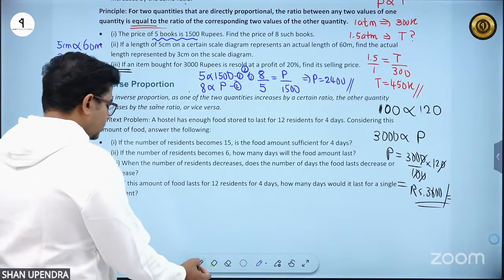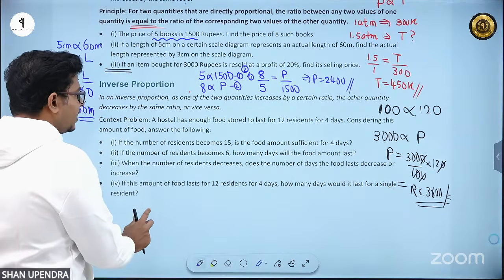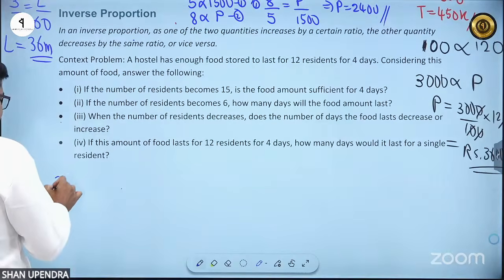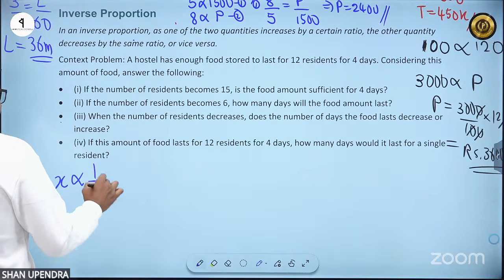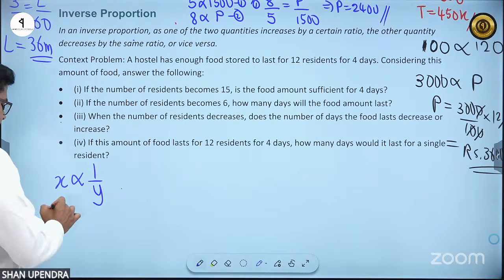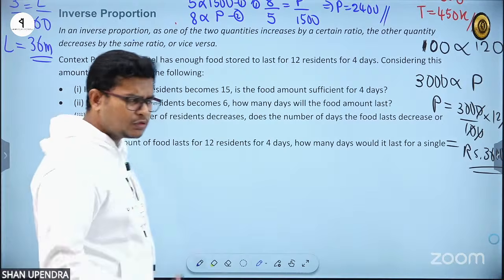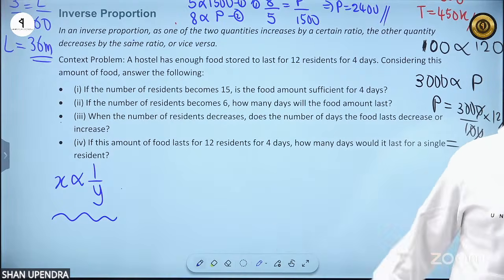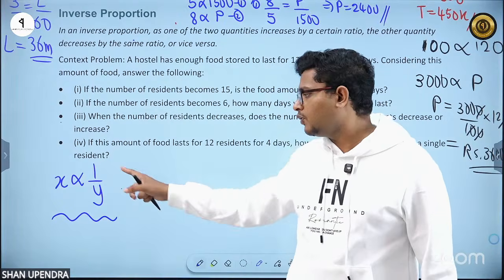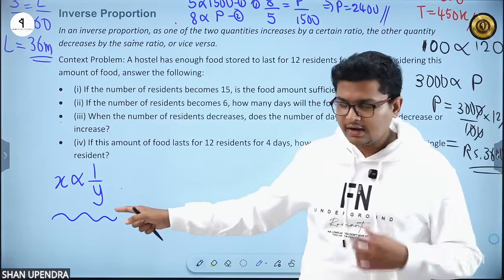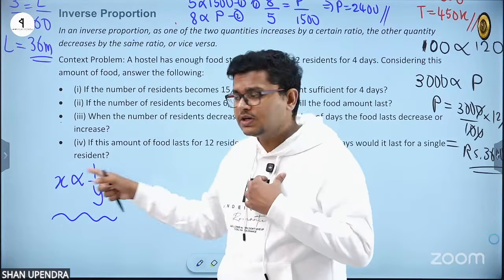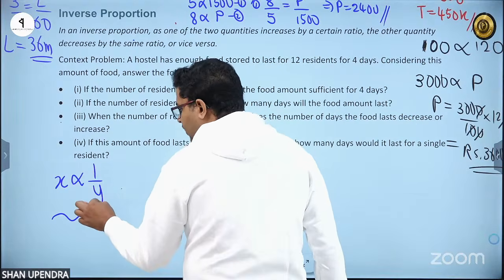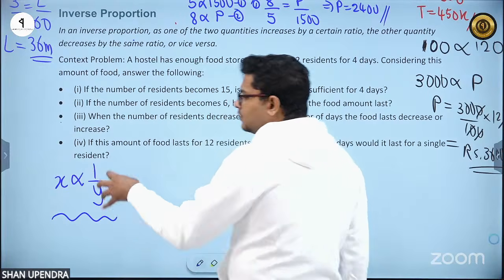You can represent the inversely proportional properties using the same directly proportional mark, but what we can do is take a 1 over relationship: x directly proportional to 1 over y. You can pronounce this as x directly proportional to 1 over y, or you can directly write x inversely proportional to y.